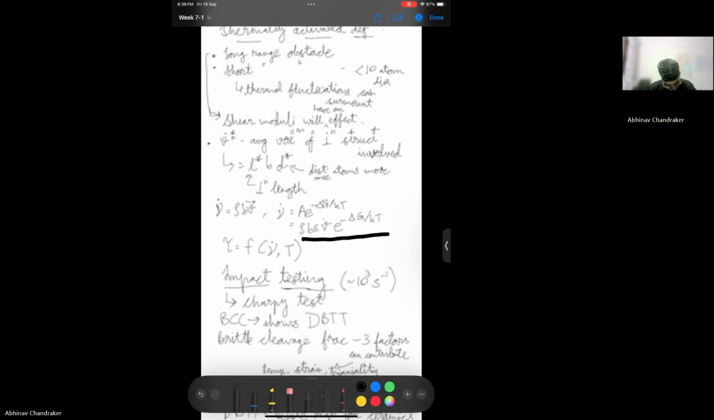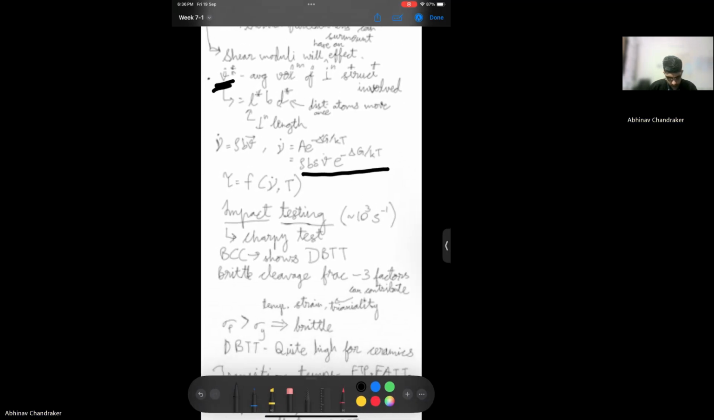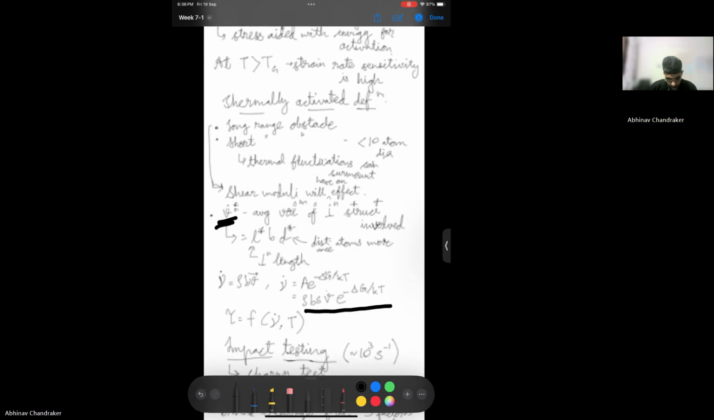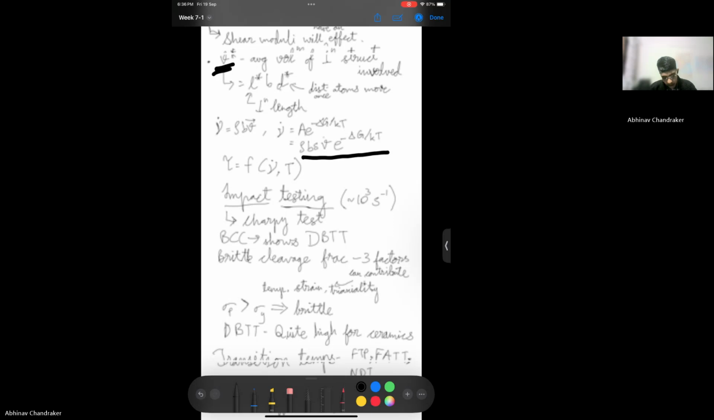And here we have something called V star. I'm not going into details, which is the average volume or activation volume of the dislocation structure involved. So by this formula, you can relate the thermal activation to the strain rate observed. And that way you are relating strain rate and the temperature.